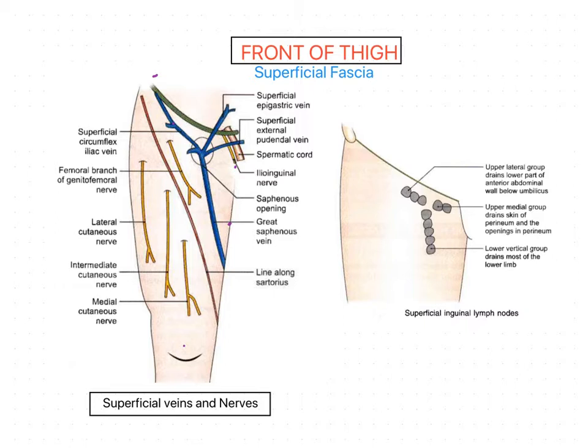So first we'll see the skin. Normally the skin of the thigh in the region around the pubic symphysis is studded with hair, the pubic hair. If you look at a cadaver, we can find some stitches on the medial side of the thigh. So what do those stitches mean?